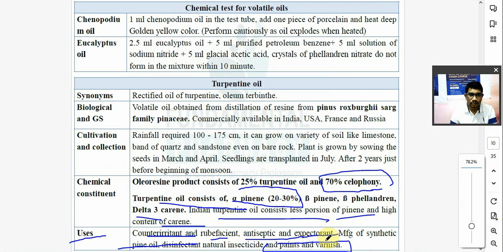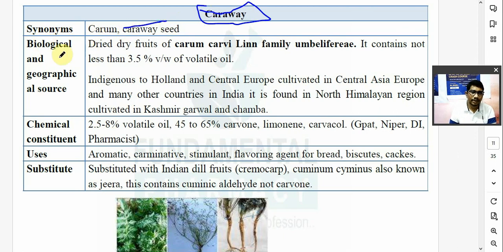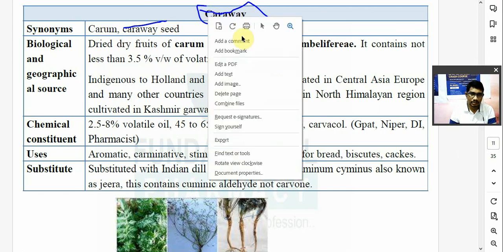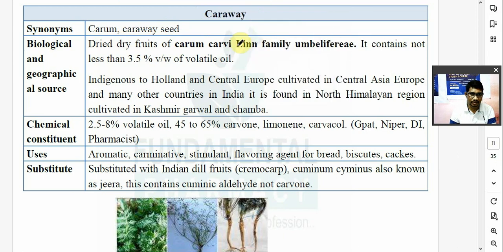Next we'll see the next drug. Caraway is nothing but a volatile oil containing drug. So what is the synonym? Caram is the synonym. Caraway seed and caram are the synonyms for caraway. You have to remember the synonyms of caraway: caraway, caram, caraway seeds.